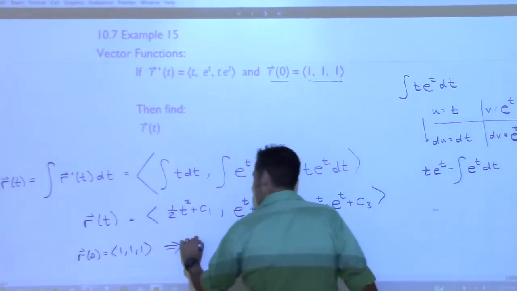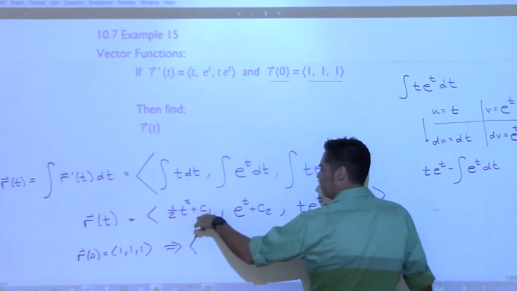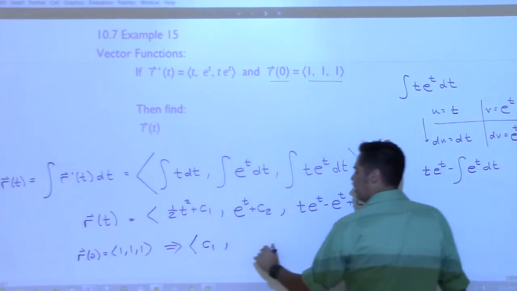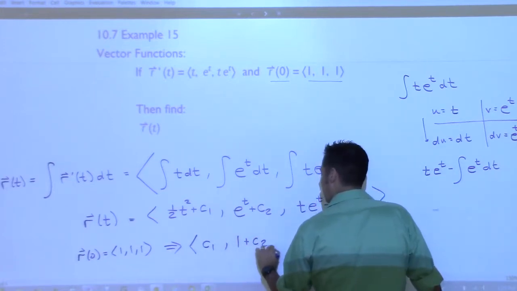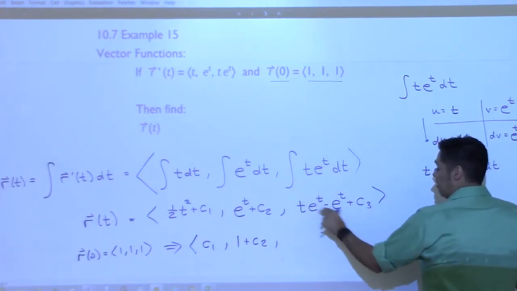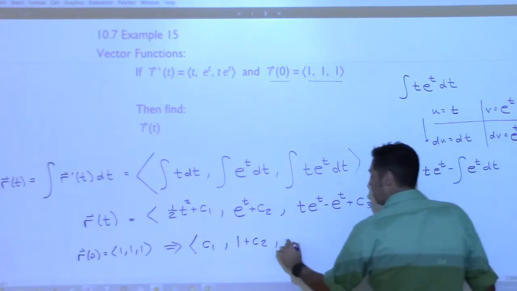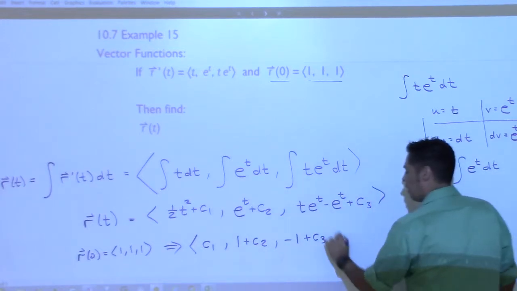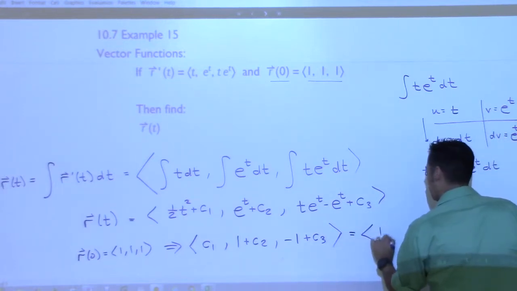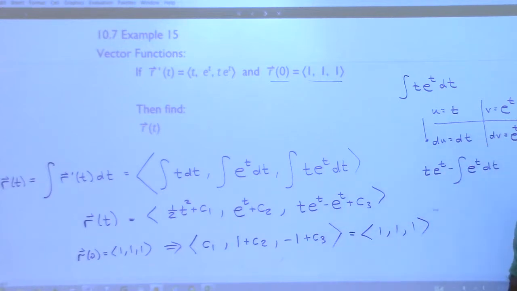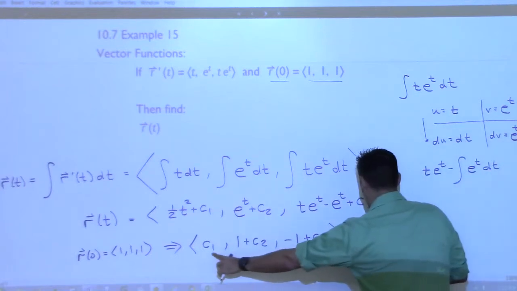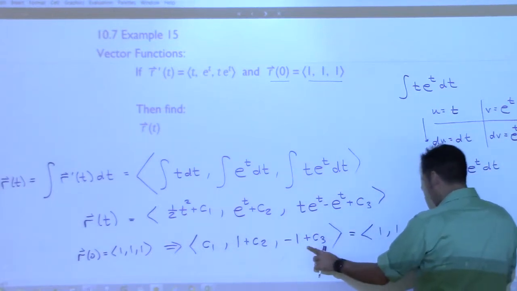So that implies that, let's plug 0 into this. What do we get here? 0 for t, we get c1, right? 0 here, we get 1 plus c2. And 0 here for t, we get, so that's 0, that's e to the 0, negative 1 plus c3, right? Make sense? That must equal the vector 1, 1, 1, right? And therefore, you can match up the components. This is just 3 equations. This must equal this must equal this must equal this.